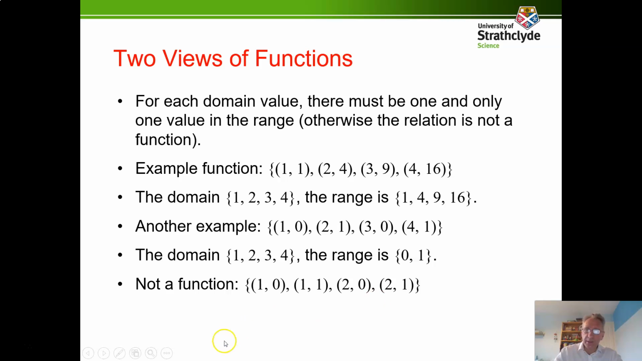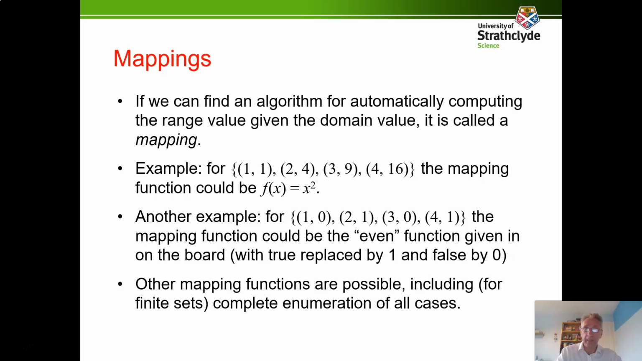Okay, so the reason this isn't a function is that the value 1 is mapping to two values. There can only be one output value if this thing is a function. So there must be one and only one value in the range, and that's not obeyed by this. This is just a general purpose relation between two sets, but it's not a function.